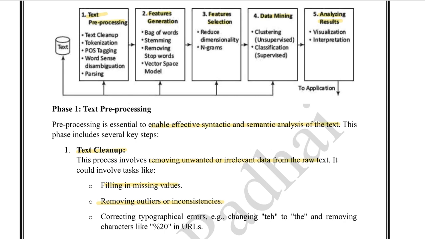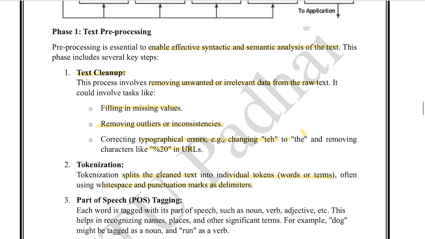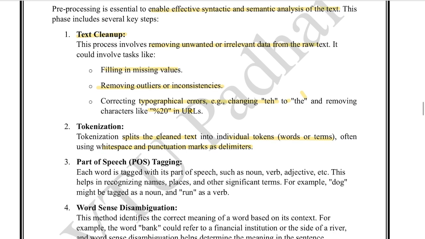Or some spelling mistakes, for example, typographical errors. For example, THE is now spelled as TEH. So again, you have to remove all those things. Or if any URL is present, you just remove it. Next is tokenization. In tokenization, what happens is you are just splitting the clean text from the first step into individual tokens using white space and punctuation marks as your delimiters. For example, some text is there. You are first cleaning it up, like removing all the missing values, and then you are putting in all the white space and punctuation marks. Once you're done with this, you are doing POS tagging.